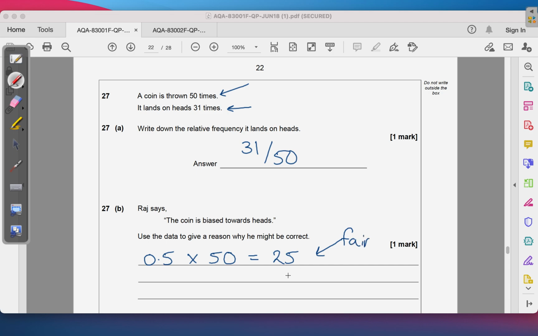Now what we've observed is that there's 31 times that it's come up heads. So that would suggest that the coin is landing on heads more times than it should. In other words, the coin appears to be biased towards heads. So you would say something like, you would expect a fair coin to land on heads 25 times when thrown 50 times, whereas this coin has landed on heads 31 times, which is more than what you would expect from a fair coin. That's the sort of wording that you would need to use.